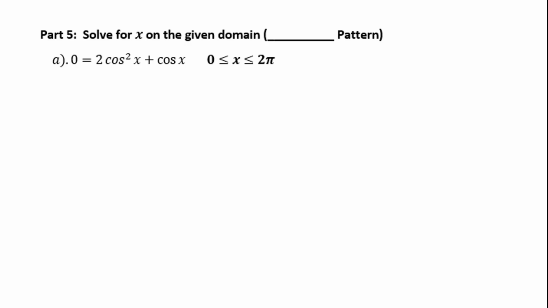Today's lesson is about solving trig equations with the quadratic pattern. Let's go to part 5. Solve for x on the given domain. You have a cosine square x and cosine x. We know this is a quadratic pattern.